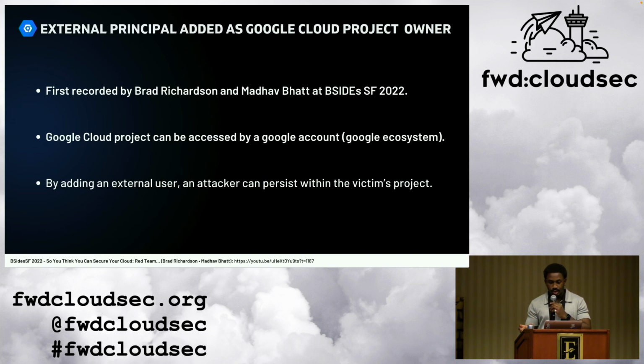Now, this technique was first recorded by Brad Richardson and Madhav Bhatt in a talk at BSides San Francisco in 2022. And the way this works is a Google account represents a developer, an administrator, or any identity that can interact with Google Cloud's API. So by adding an external principal or an external user, an attacker can persist within the victim's environment. So in this case, if an attacker is adding an external principal with a Gmail account with the owner permissions, they're basically able to both maintain persistence and in some cases have higher privileges with the owner permissions in Google Cloud.